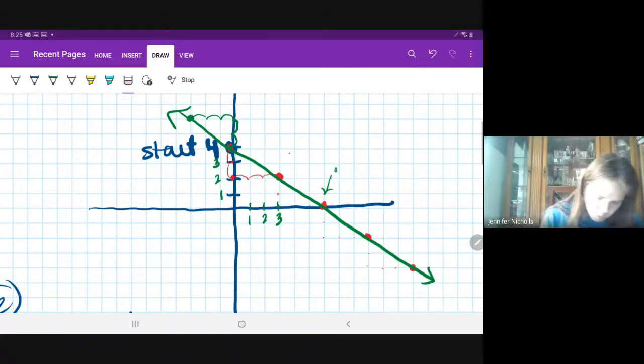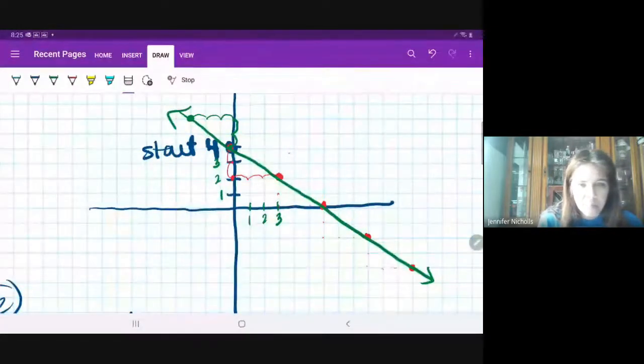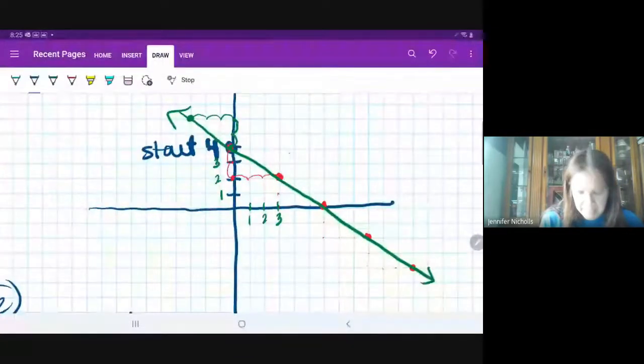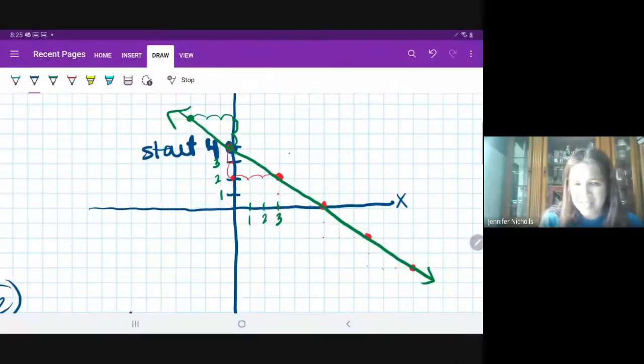Okay, so you guys, we're going to do one more. Mine looks like 6. So it should hit at 6. The red dot on the x-axis should be 6 if you made every square worth 1.